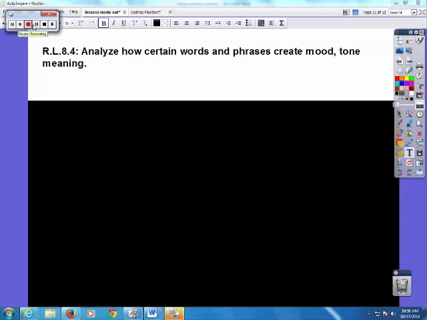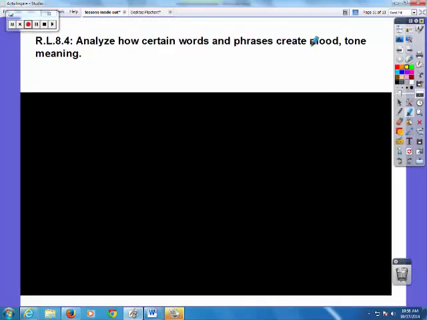And today we have a new standard, and that's Reading Literature Standard 4, which is analyzing how certain words and phrases create mood, tone, and meaning. So these three words you might have heard before: mood, tone, and meaning. So let's review what those are first.